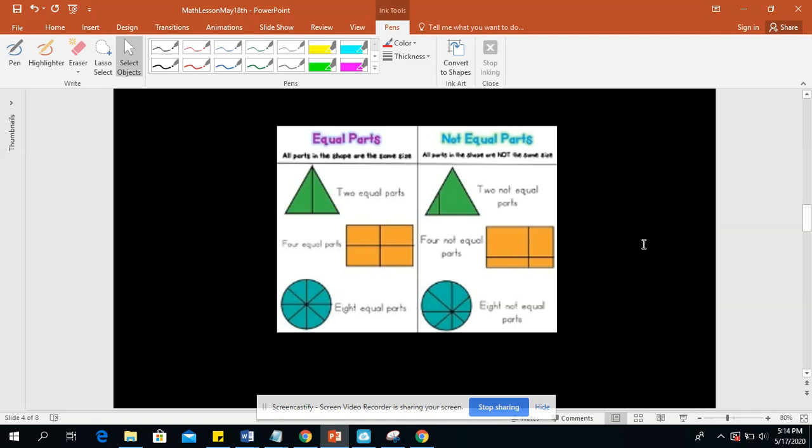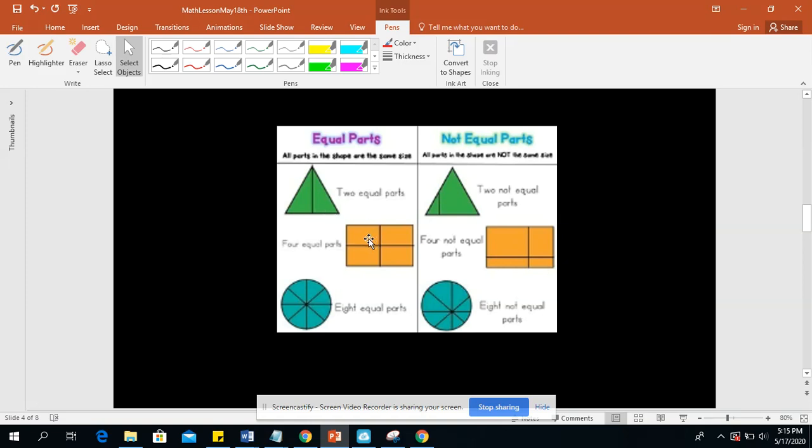We've talked about 2D shapes and their attributes a lot this year. Today, we're going to be talking about how 2D shapes can be divided into equal parts. So here, on the left side of this chart, are examples of equal parts. Equal parts are when all the parts in the shape are the same size. So here we have a triangle divided into 2 equal parts. One part here, the other part here. We know they're equal because this part is the same size as this part.